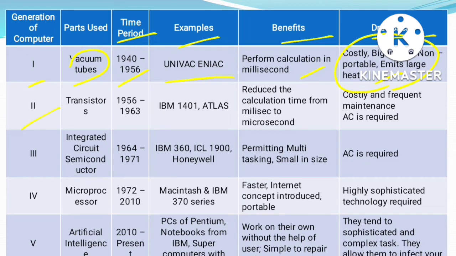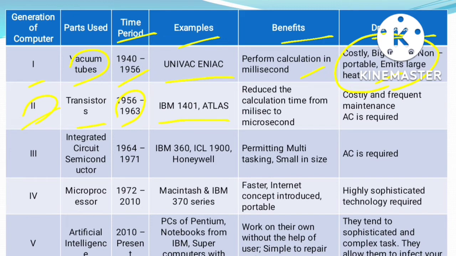What is the part used in second generation computer? Transistor. Transistor is used in second generation computer. Time period is 1956 to 1963. Then what are the examples of this generation computer? IBM 1401, then Atlas. These are the examples of second generation computers.